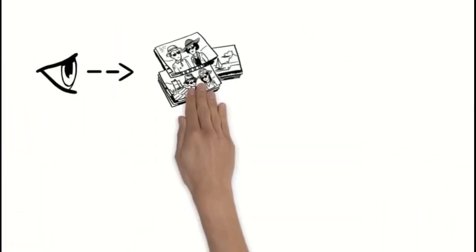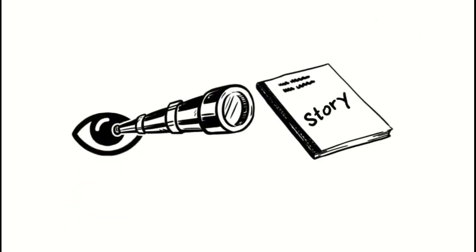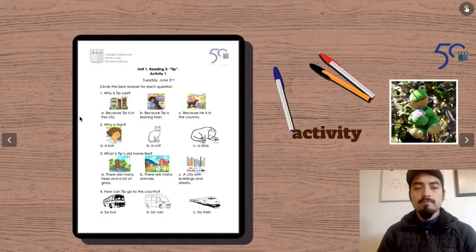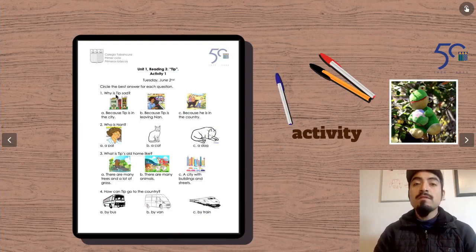Pay attention to the pictures of the alternatives. They will help you. You can also take a look at the story if you want. Now, I will read the questions and the alternatives for you. Question number 1. Why is Tip sad? A. Because Tip is in the city. B. Because Tip is leaving Nan. He's saying goodbye. C. Because he is in the country.